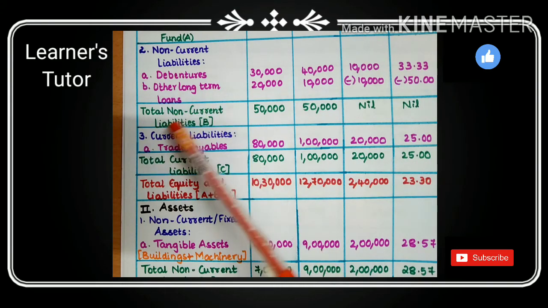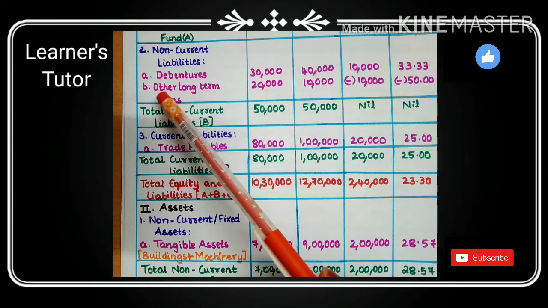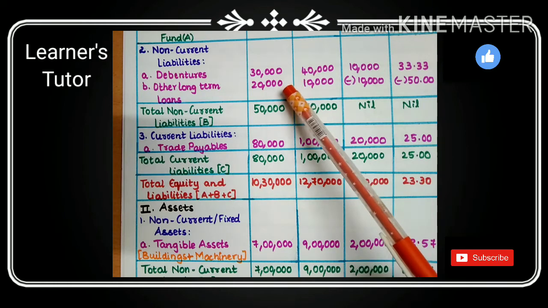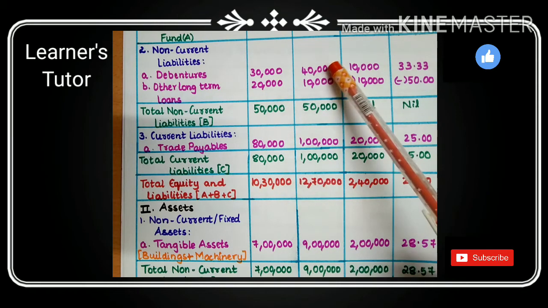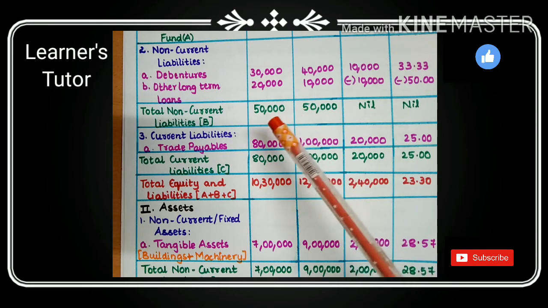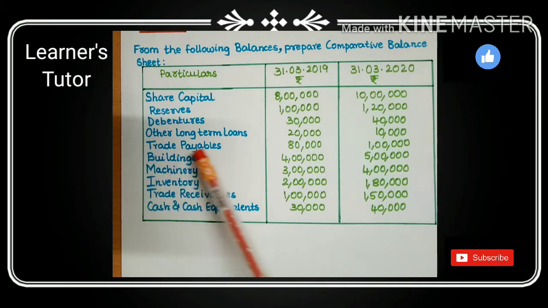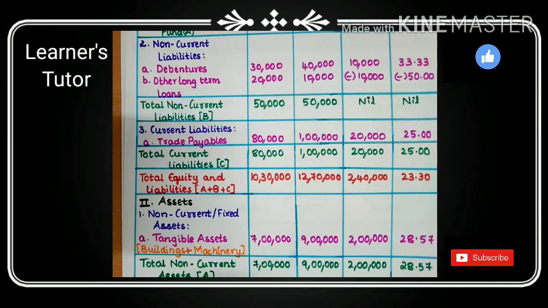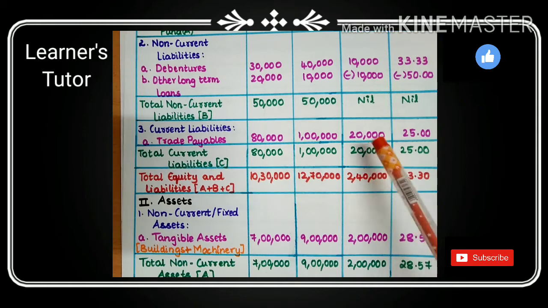Total non-current liabilities B. Debentures plus other long-term loans will give you total non-current liabilities. 30,000 plus 20,000 is 50,000. 40,000 plus 10,000 is 50,000. 50,000 minus 50,000 is 0. So nil. Next, trade payables. That's nothing but bills payable. 80,000 and 1 lakh. 1 lakh minus 80,000 is 20,000. 20,000 divided by 80,000 into 100 is 25%.